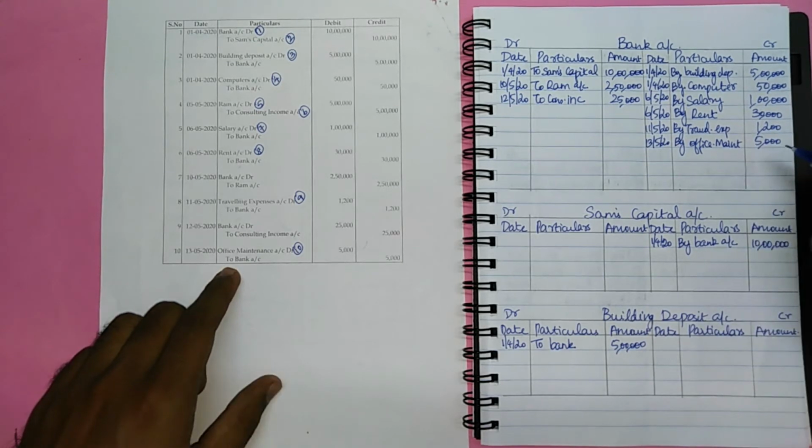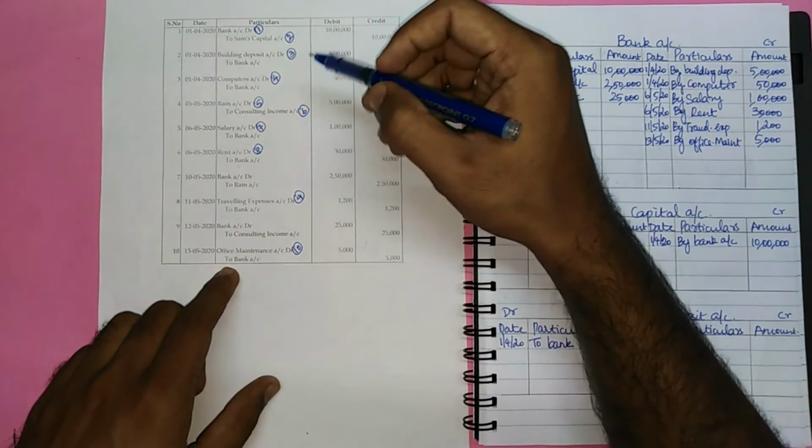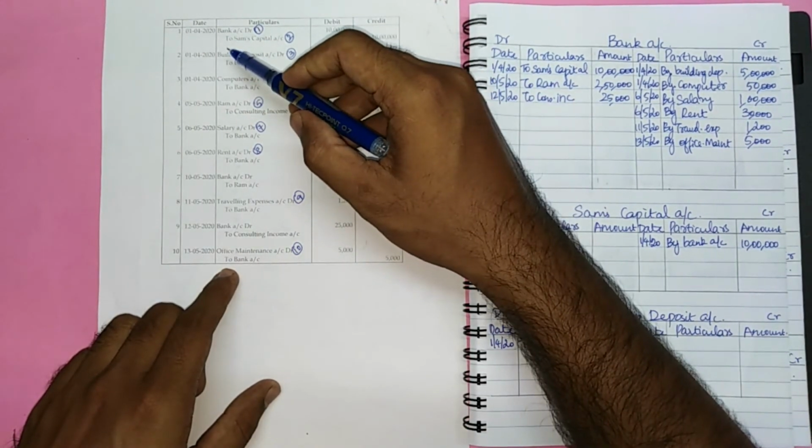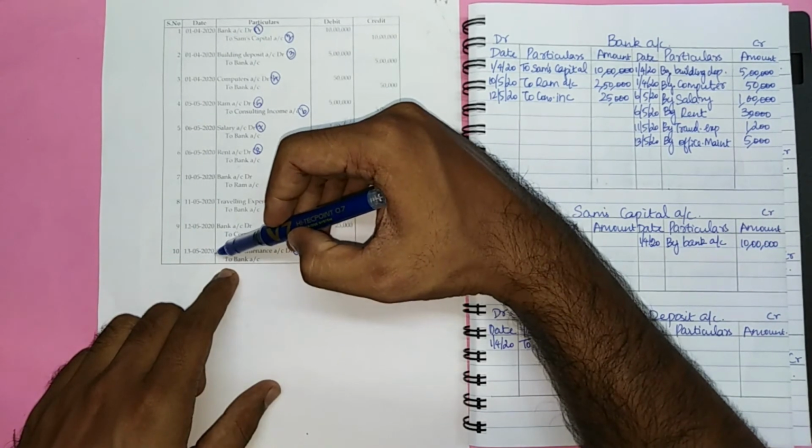Once the journal entries are posted into the ledger account, it needs to be balanced so that the balance can be taken to the trial balance, which is the next phase of the accounting process. So now let us learn the process of balancing. Here we have considered the transactions of 2 months, that is, starting on 1st April and ending on 13th May 2020.